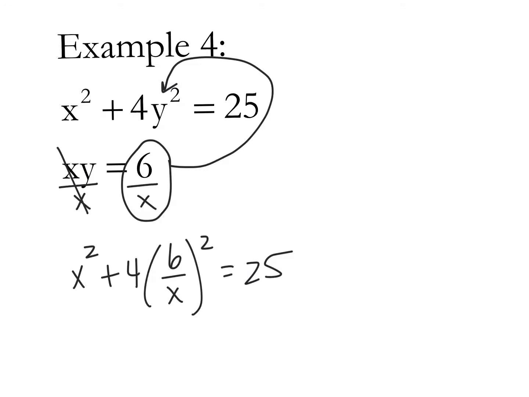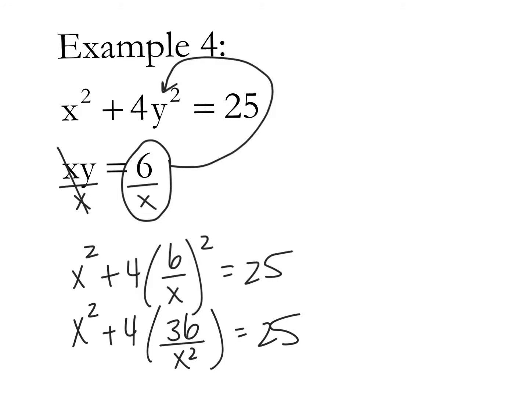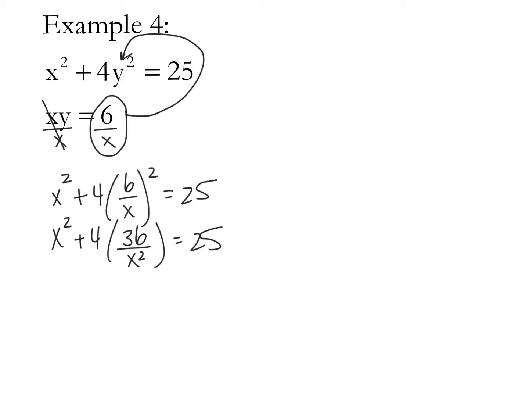Okay, this is weird. I'm going to square both of these things because that's how you square a fraction. So that gives me x squared plus 36 over x squared equals 25. And so from here, what I'm going to do is clear the fractions. I'm going to multiply everything here by x squared in order to clear the fraction. So x squared times x squared is x to the 4th. This is getting ridiculous.